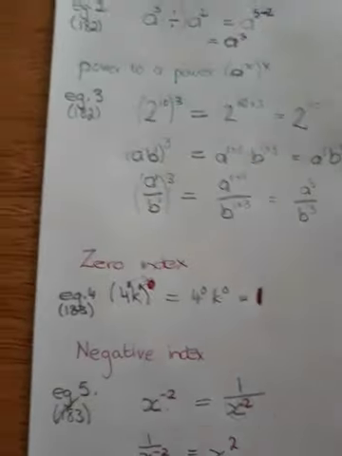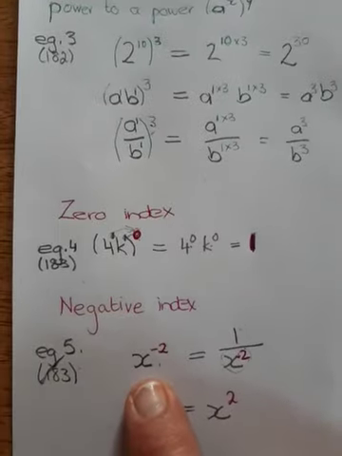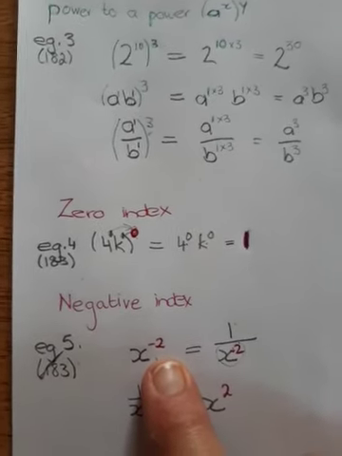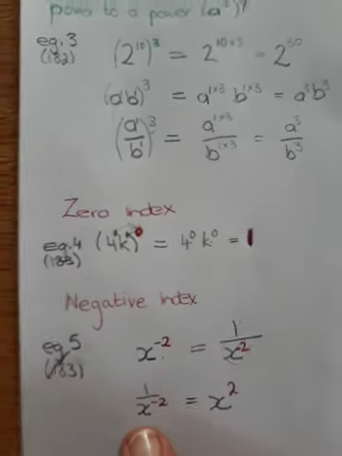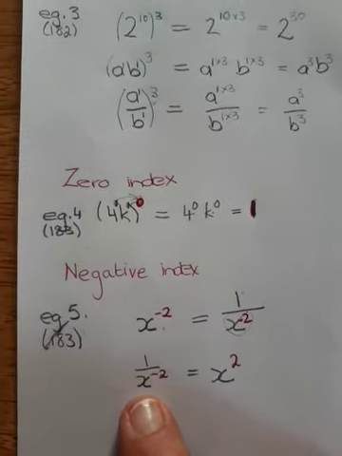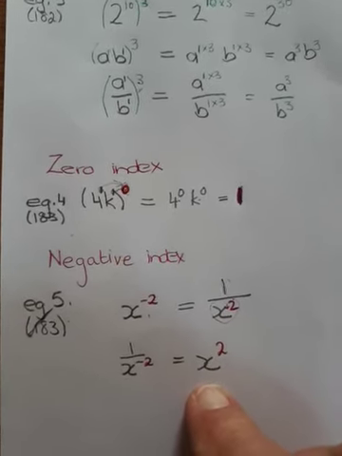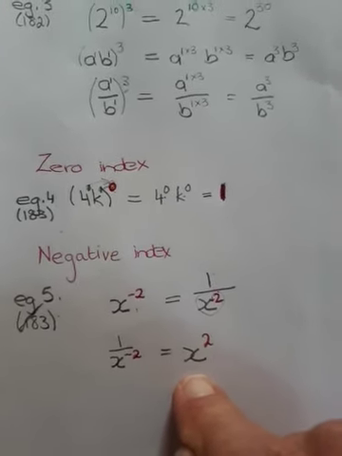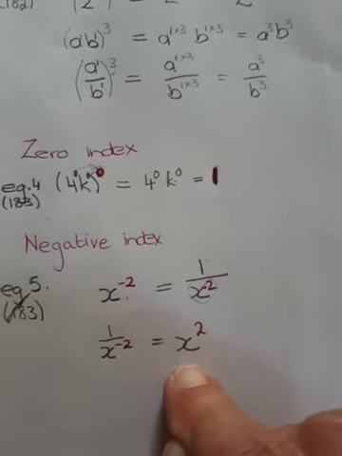When you have a fraction with a negative index, that then becomes a whole number with a positive index. So I repeat, the negative index law. If you have a whole number with a negative index, it becomes a fraction with a positive index. If you have a fraction with a negative index, it becomes a whole number with a positive index. And these are the 5 basic laws of indices which you need to know.